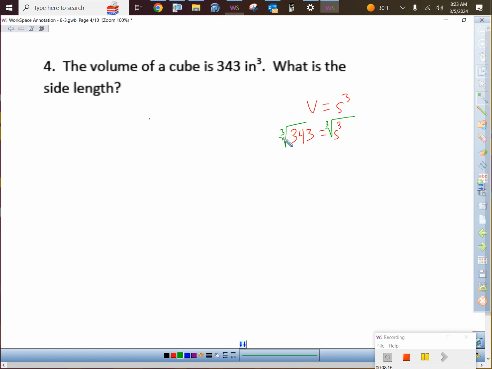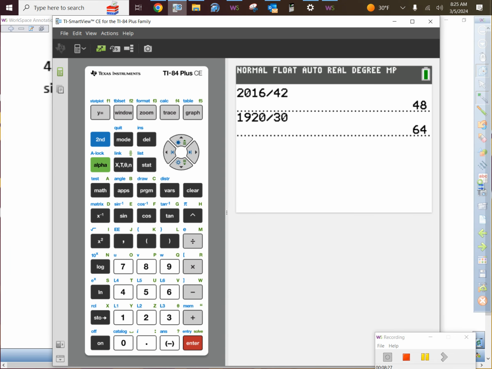But what's even harder is how the heck do you do that in your calculator? Because using the square root button doesn't work. If you have a graphing calculator, I won't lie, there is a cube root button hidden in the menu somewhere. You have to go hunting for it. If you have one of the smaller calculators like a TI-34, you probably have a cube root button right there on your calculator. But here's what you do.